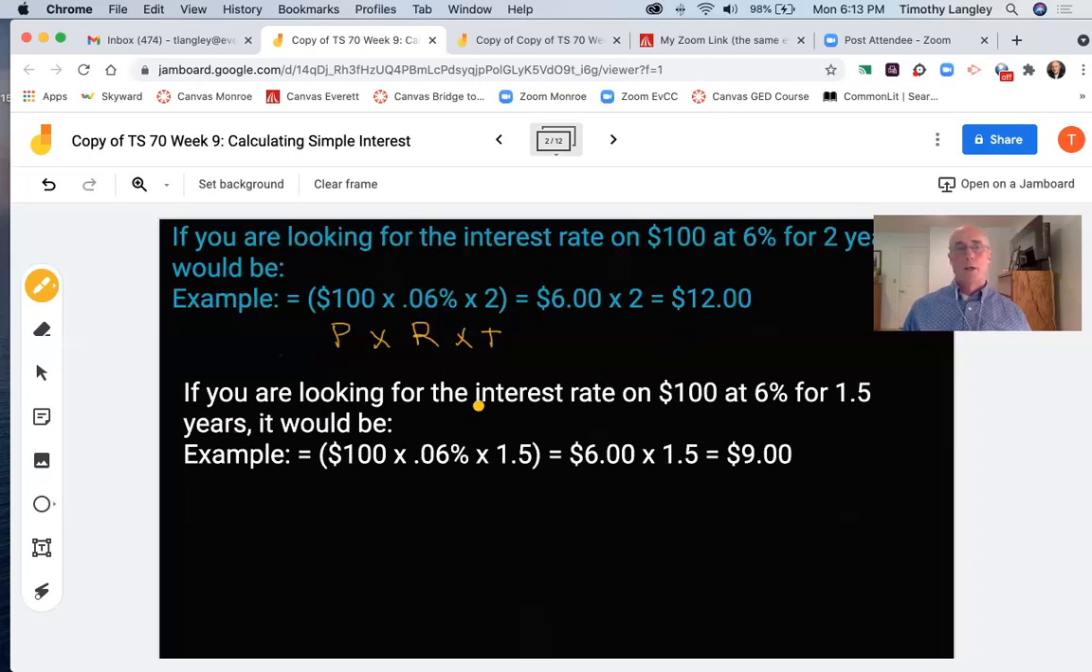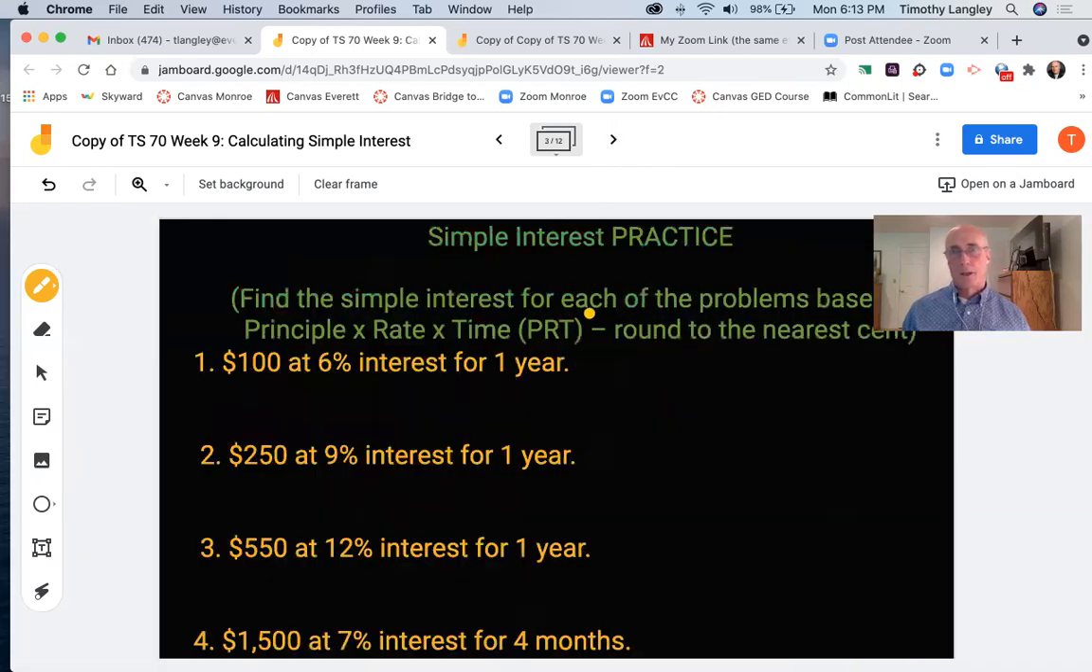If we're looking at the interest rate on a $100 loan at 6% for 1.5 years, it would be $100, here's my principal, times my rate, 6%, this is my 0.06, times my years. In this case, it's 1.5 years, which would be just 1.5. And this is my time. I kind of went through that a little bit quickly, but hopefully you had time to digest that. Principal times rate times time gives me our simple interest. Let's practice some and see if you can catch on to this.